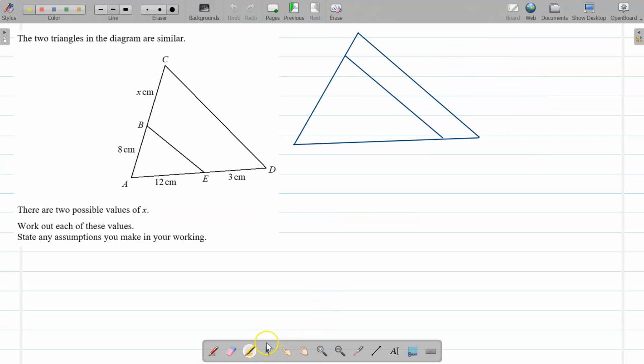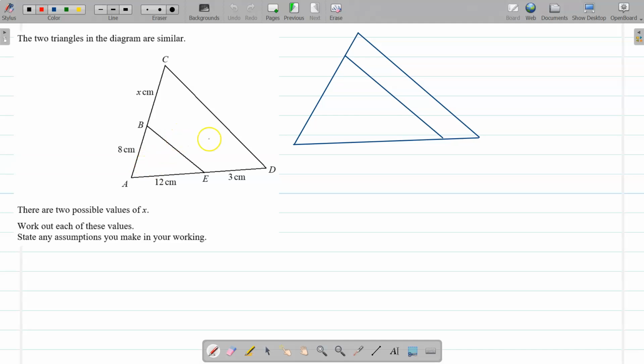This final question is a really unusual question, and the first part's really straightforward. But if you look at what you've got to do, you've got to find two possible values of x, and you're told that you've got two triangles that are similar. So this smaller one and the bigger one are similar.